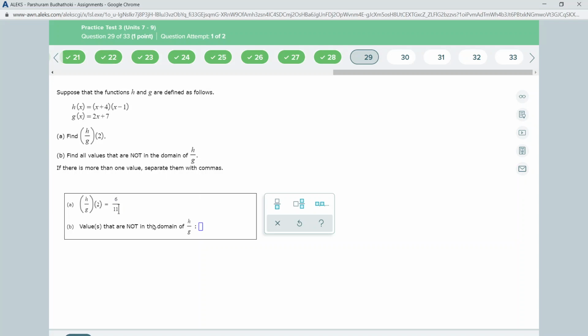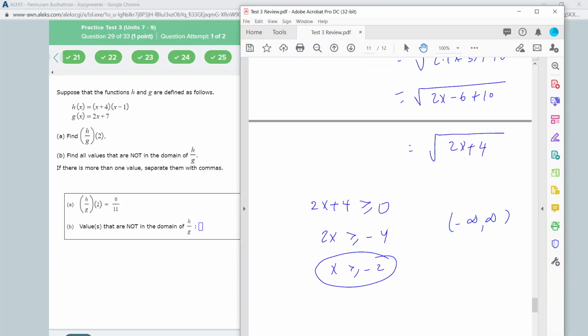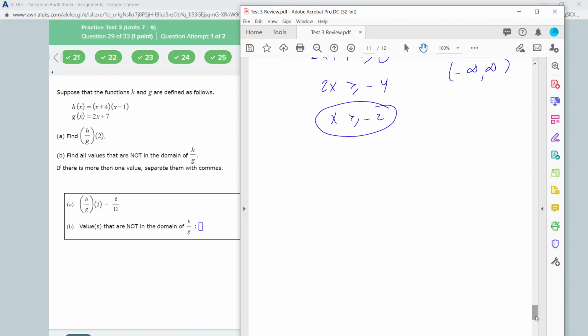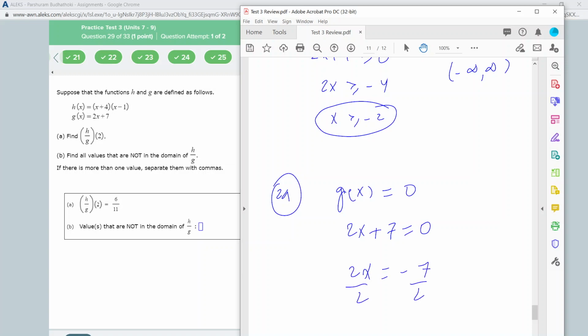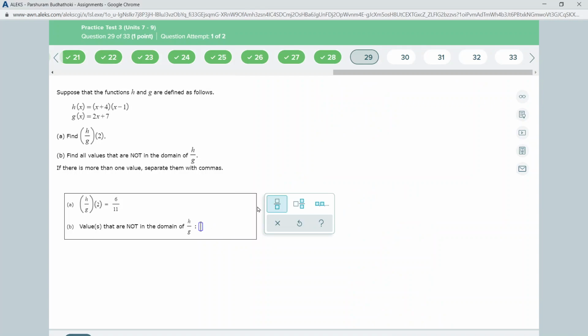Okay, values that are not in the domain of z over h or h over z, which makes this g of x function 0. So you need to solve g of x equals 0. So this is for problem 29. For this function, you don't want to make g of x 0, so solve this and try to see what value of x makes g of x 0. So if you just divide both sides by 2, x equal -7 over 2 makes this function on the denominator 0. So the value that is not in the domain is -7 over 2.